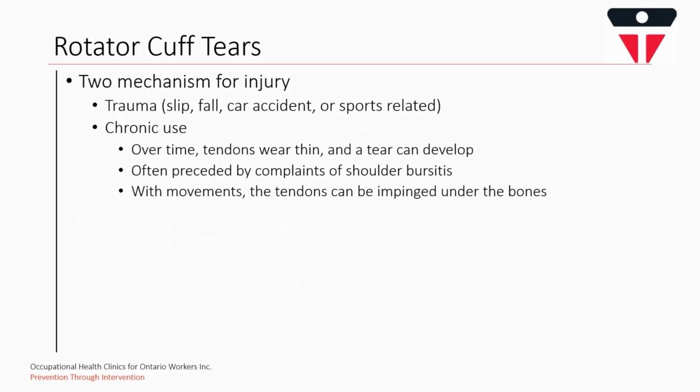Now, there's two main mechanisms of injury again for rotator cuff tears. Trauma, such as a slip, fall, car accident, or a sports injury, or chronic use. Over time, the tendons wear thin and a tear can develop. It's often preceded by complaints of a shoulder bursitis. And with movements, the tendons themselves can become impinged under the bones.